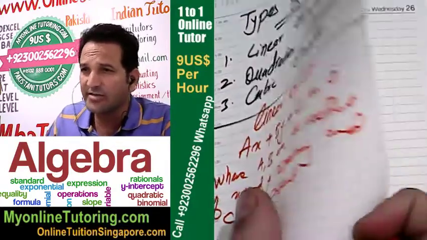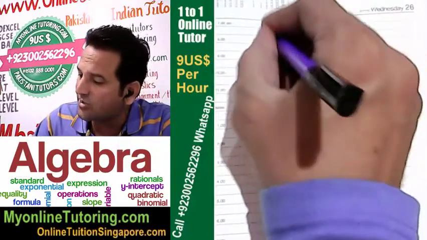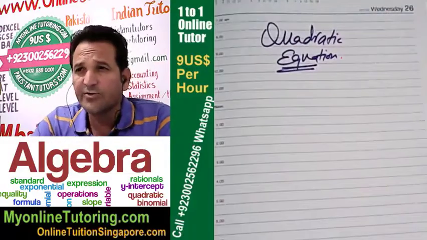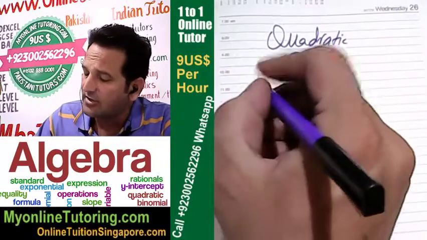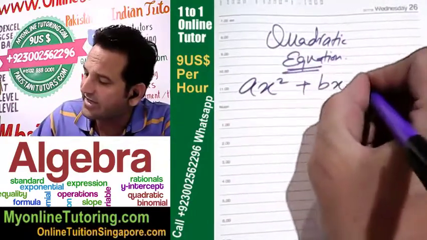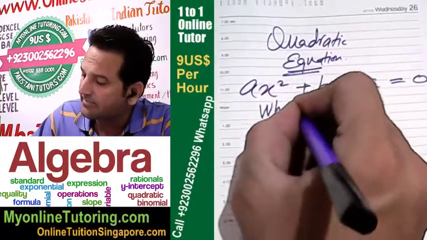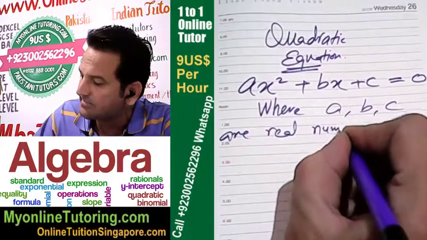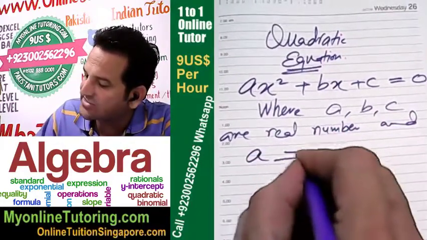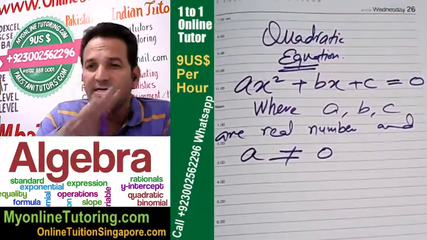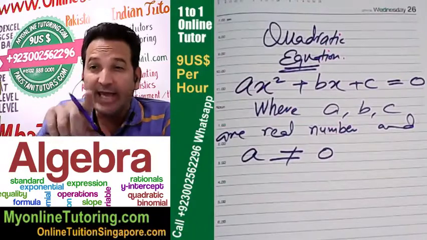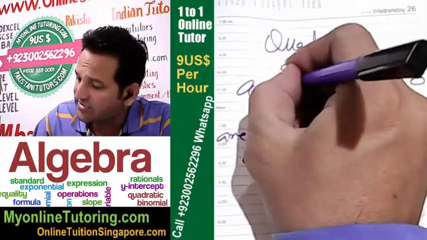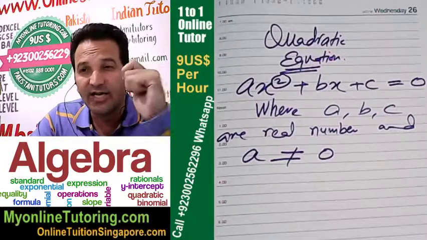Why am I telling this? Because to understand the concept of quadratic equation, let me write down the standard form: ax square plus bx plus c is equal to 0, where a, b and c are real numbers and a is not equal to 0. What does it mean? It means you have to include the ax square term, because when the highest power of an equation is a square, then you can treat that equation as a quadratic equation.